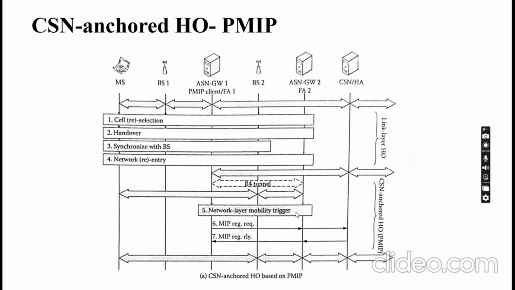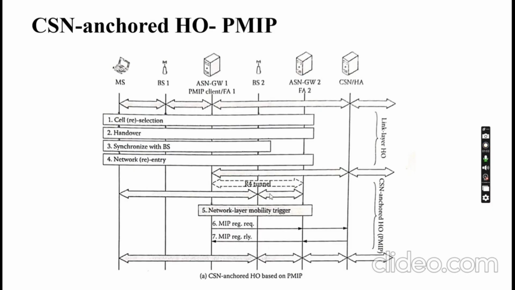After this process, the packets will be tunneled through different types of tunneling, type 1 or type 2, R4 tunneling. The tunneled packets will be decapsulated after handover. So steps 1 to 4 involve a link layer handover, followed by this tunneling. When tunneling begins, it comes under the control of CSN anchored. Tunneling is controlled by the CSN gateway.